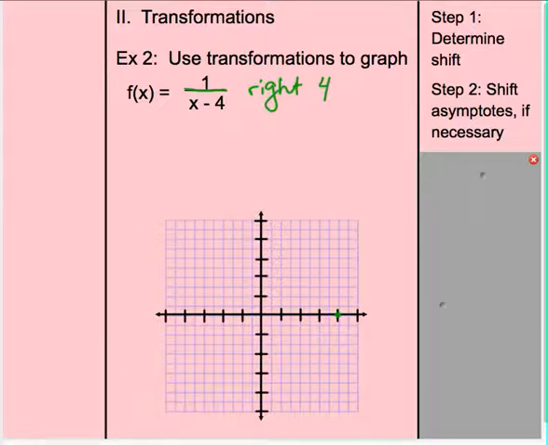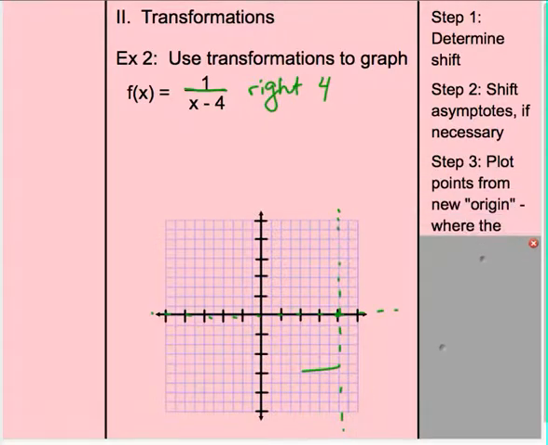And remember, the asymptotes of the parent function both went through the origin. So those are my new asymptotes. Shift your points, remember (1, 1) and (-1, -1) from the new origin. So we've got points here and here, (1, 1) and (-1, -1) from my new origin. And then we graph the curves getting closer to those asymptotes.